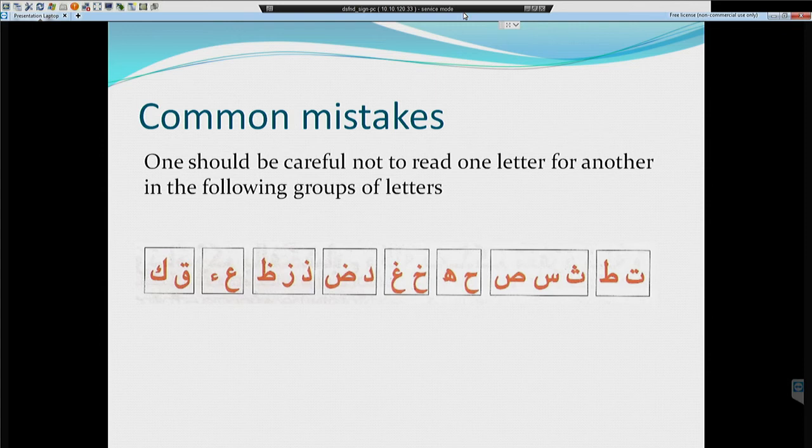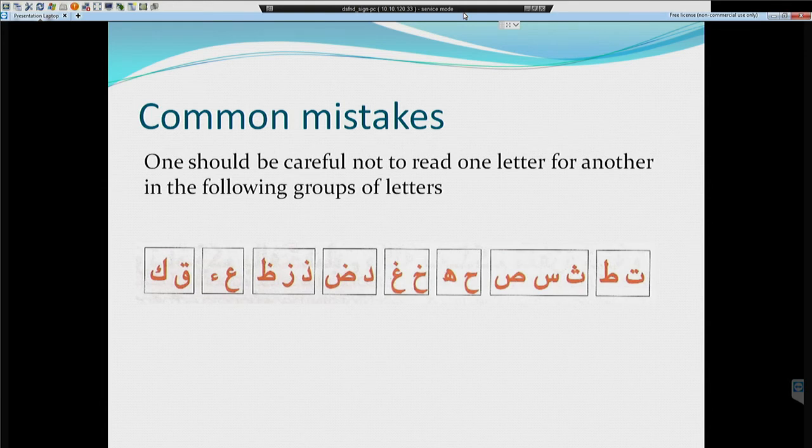Adh. Everyone can repeat after me. Adh. And there's adh. And then there's az. So dha and za are different letters. Az and adh are different letters.